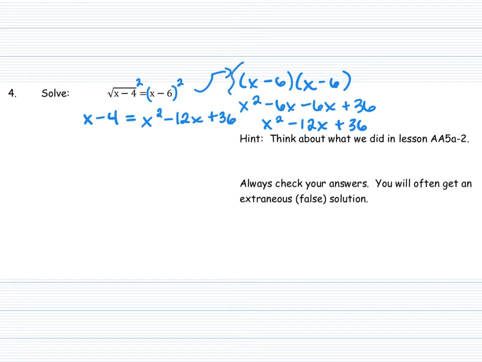I'm going to make a little squiggle between there. So in order to solve this type of problem, you have to get everything over to one side equaling 0. So I'm going to subtract x from both sides. I'm going to add the 4 to both sides. And so I've got 0 equals x squared minus 13x plus 40.